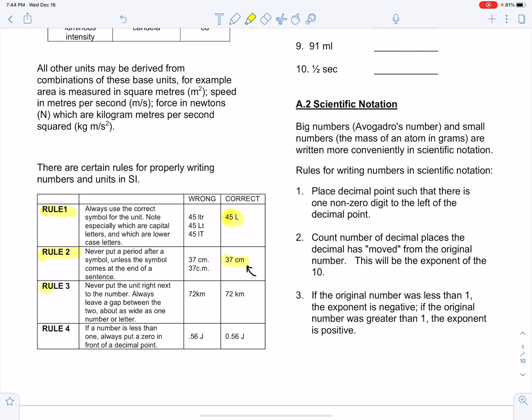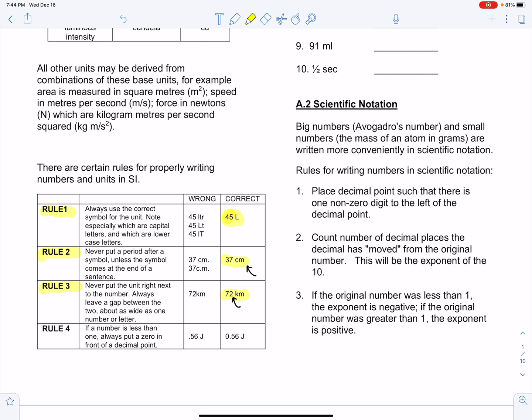Rule number 3. Never put the unit right next to the number. Always leave a gap between the two, about as wide as one number or letter. So we write 72 km, and we make sure we leave a space in between the two about the size of one character or letter. Make sure you hit that space bar if you're typing in the number and the unit.